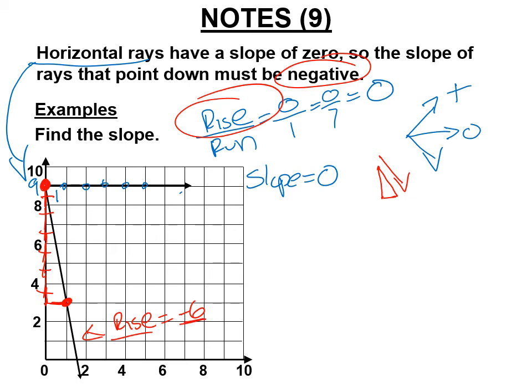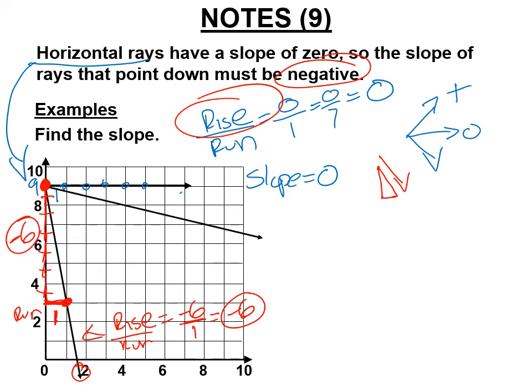Hopefully everyone was saying that to themselves, right? Because you're going down. That's why you say the word rise. It's not the length. It's not how long it is. It has a direction. And when they're pointing down, you're going to get a negative rise. Now the run will always be a positive number, always. So the run here is +1, -6/1 is -6. It's the change in the rise that makes it negative.